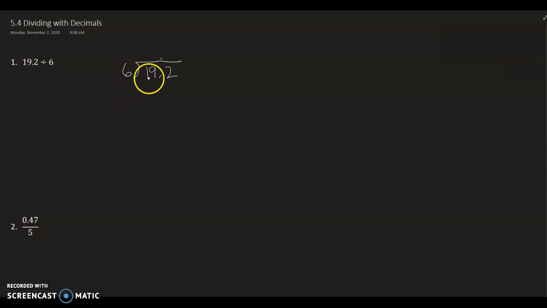So 6 goes into 19 3 times, and then 3 times 6, that is an 18. And if I subtract, I get a 1, and then I drop the 2. So 6 goes into 12 2 times, and 2 times 6 is a 12. And if I subtract, I get a 0. So here, my quotient is going to be a 3 2/10.